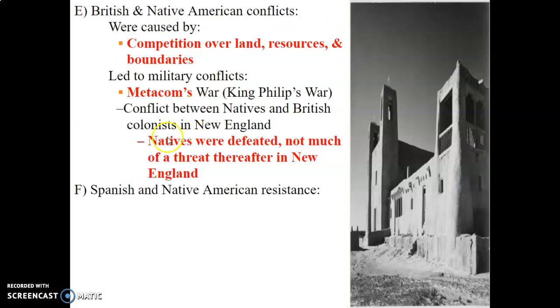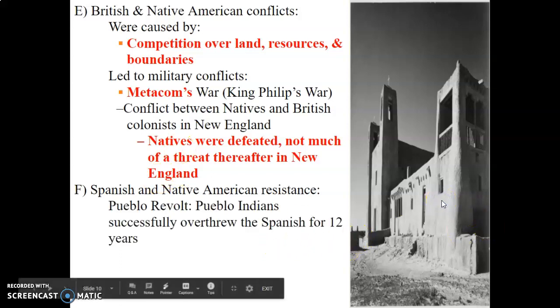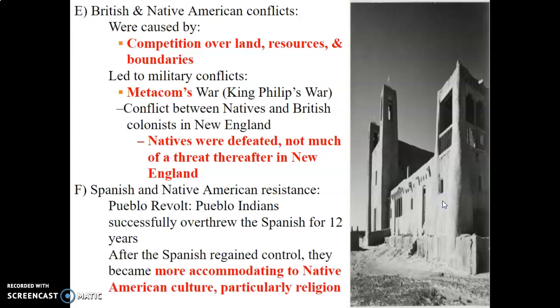The Spanish and the Native American resistance. So it wasn't just the British having problems with the natives, it was also the Spanish, of course. We have the Pueblo revolts, the Pueblo Indians, which are located in the New Mexico, Arizona area. They successfully overthrew the Spanish for 12 years. So the Pueblo revolt actually was a good thing for the natives. But eventually the Spanish gained control.